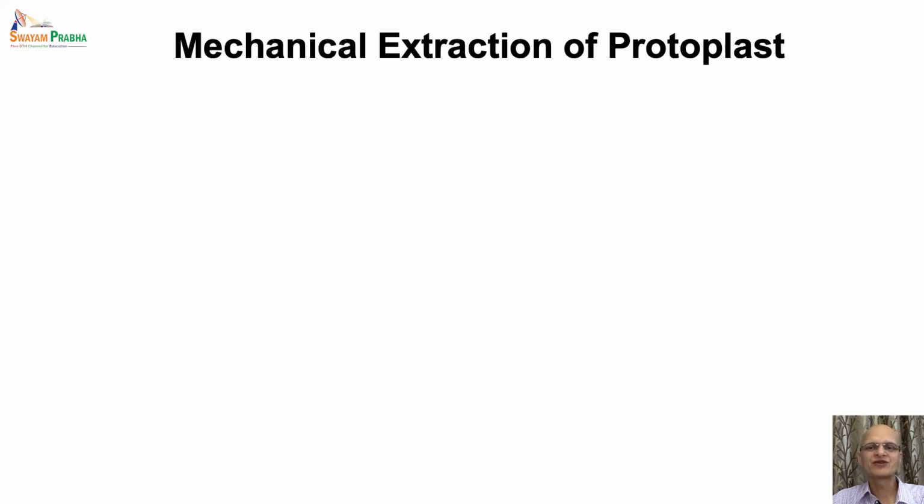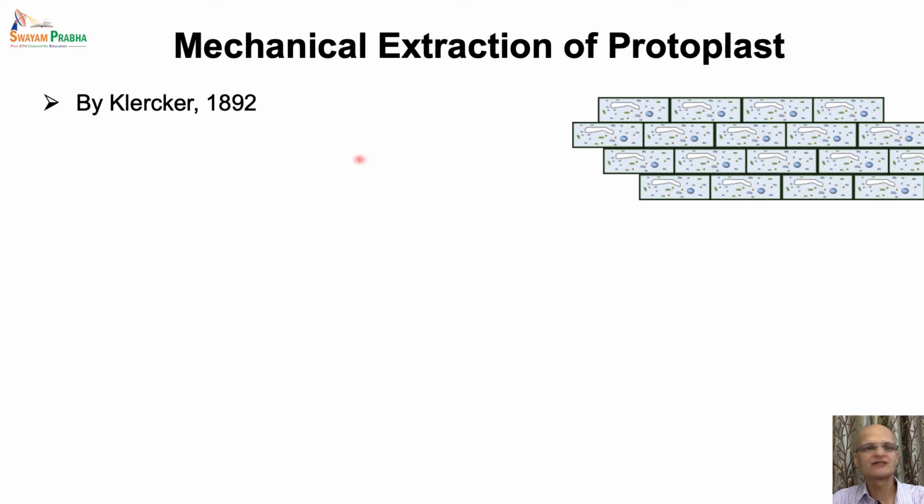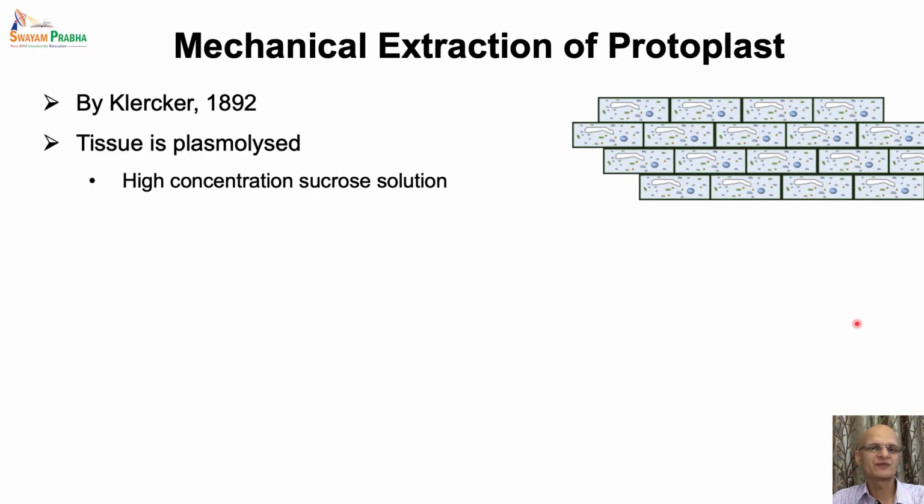Mechanical extraction of the protoplast is a crude procedure. It was first reported by Klerker in 1892. The suitable tissue is selected from which we need to prepare the protoplast. Like here is the tissue from where we need to prepare the protoplast. In the mechanical extraction, we need to cut the tissue with a sharp blade to remove the protoplast.